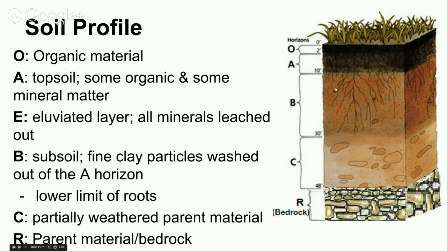And then we can have B layer. This is called the subsoil. It's where all of the fine clay particles have washed down from the A and E horizons. And this is where the very lower limit of plant roots can reach. And then we have the C layer, which is partially weathered parent material, so you'll have a lot of big chunks of rock a lot of the time, and then also some more fine soil particles. And then the R layer, or the bedrock, solid rock.